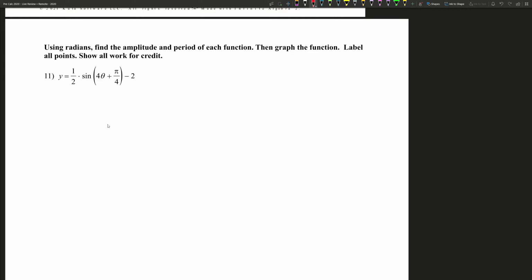So the easiest thing to get is the amplitude. That's always the thing in front of sine attached to it, right? So that's 1/2. And that's how far it goes up or down from our center line, which is always the constant that's not attached to sine, right? So our shift is equal to -2. So our center line is -2. It'll go up 1/2 and also down 1/2. All right, so if we want to draw that, kind of as we go.